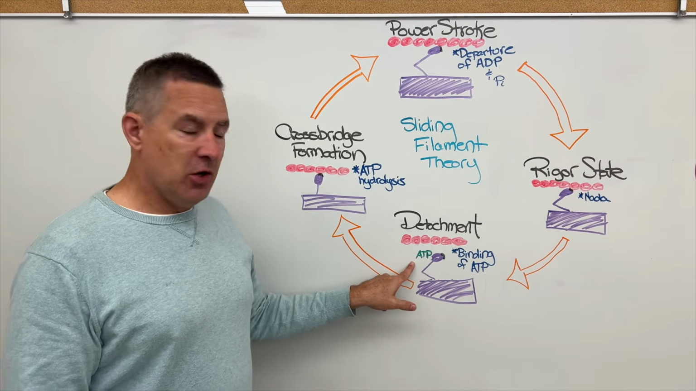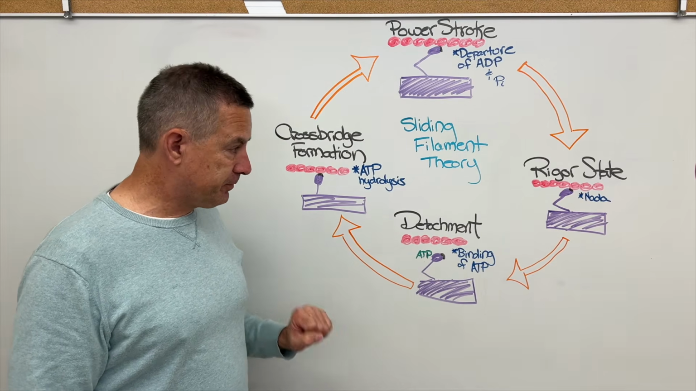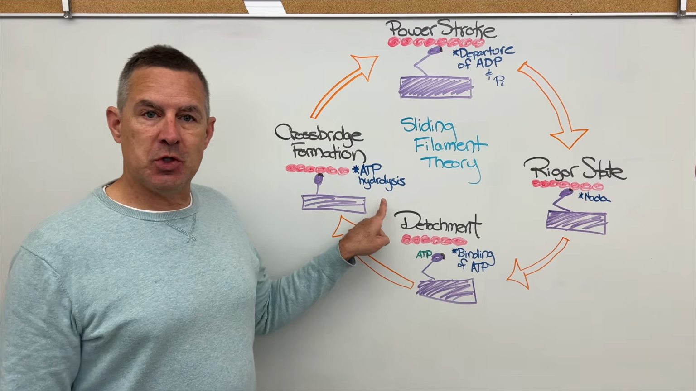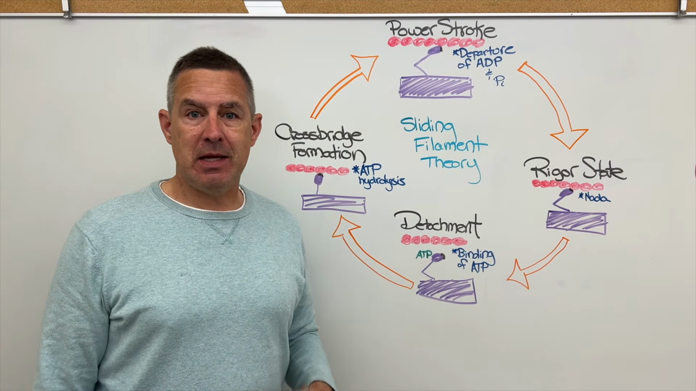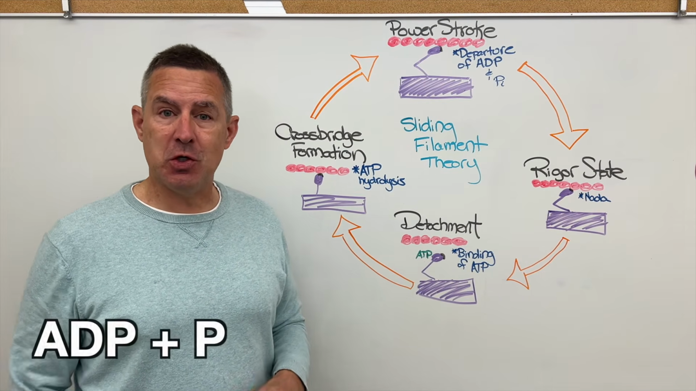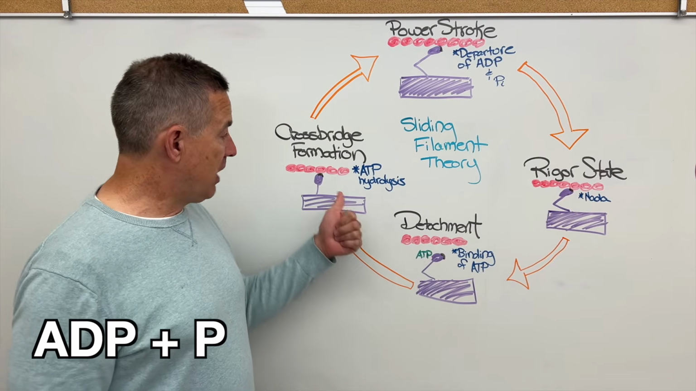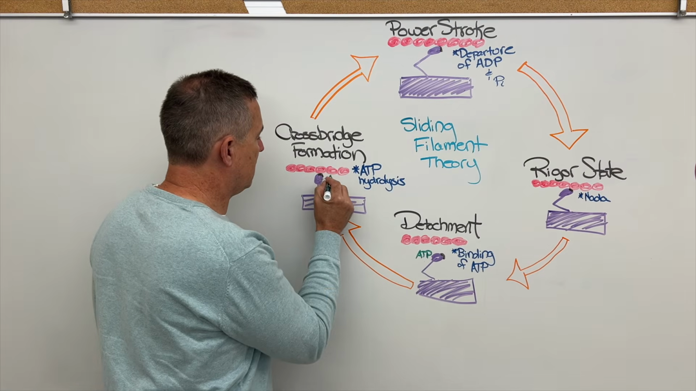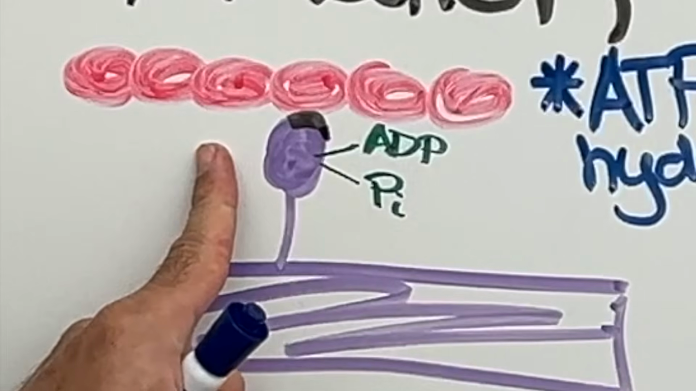So one thing you may notice here is that ATP is bound to the myosin head. To move from this stage to this stage is the result of ATP hydrolysis, which means ATP has been split into one molecule of ADP and one single inorganic phosphate, which I've neglected to write in here, so let's do that right now. Okay, so once again, we've got the one ADP and the inorganic phosphate bound to the myosin head.